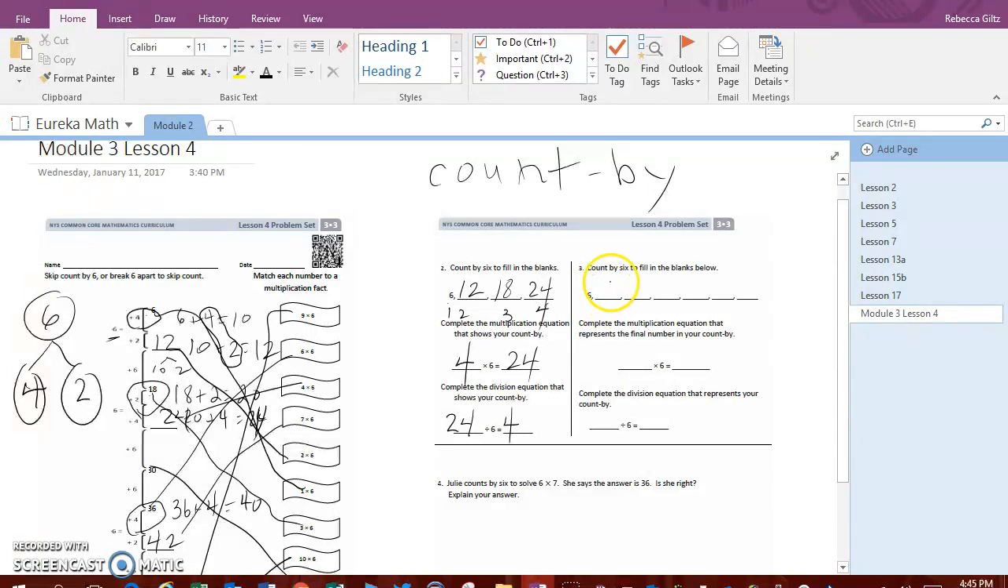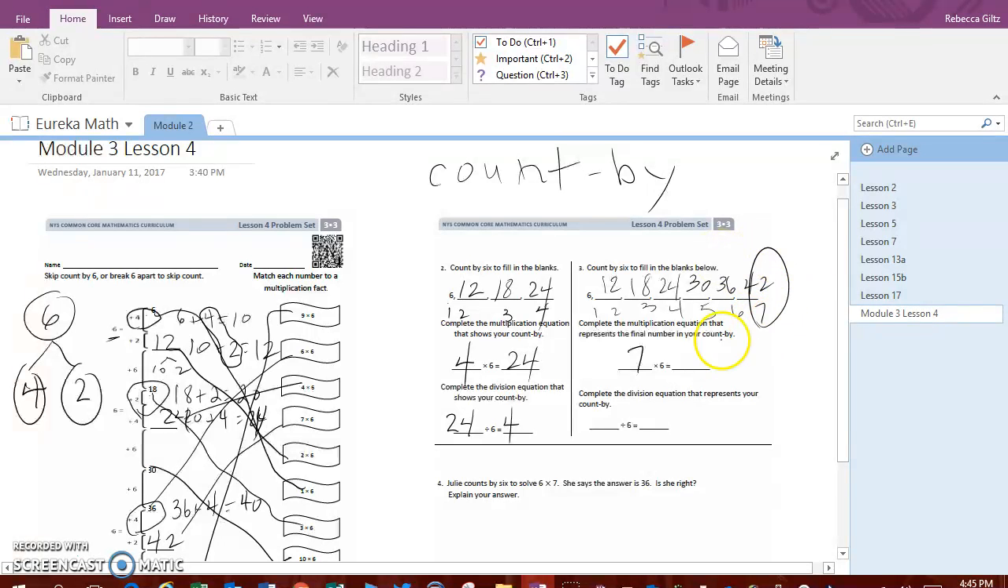So we have 6, 12, 18, 24, 30, 36, and 42. Now we need to write an equation that shows that. So how many groups did we have? 1, 2, 3, 4, 5, 6, 7. And what is 7 times 6? Well, 42.